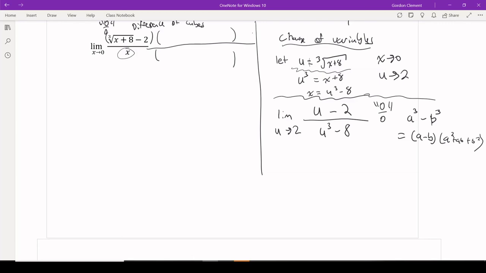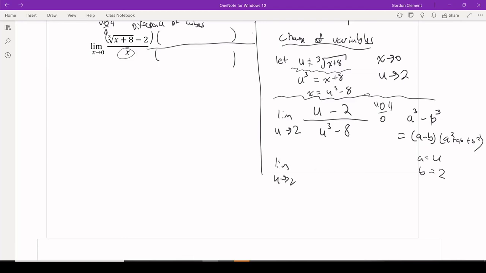I believe so, yeah. And that's one that on a test or whatever, I'll make that formula available. It's one that I often have to Google, but I'm pretty sure that's got the plus signs in the right spot. Okay, so our a is u, and our b, if 8 is b cubed, then our b is 2. So I'm just going to write that out.